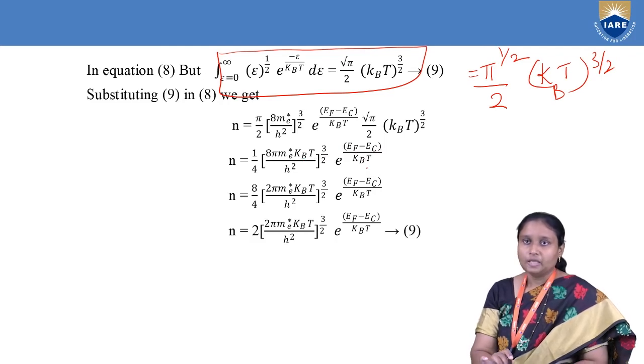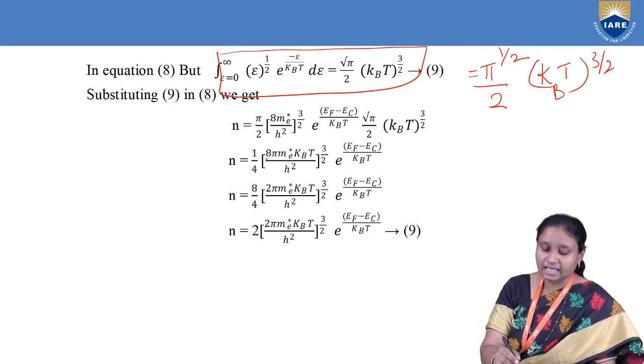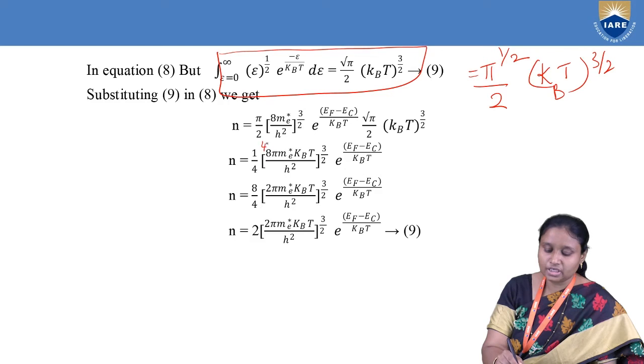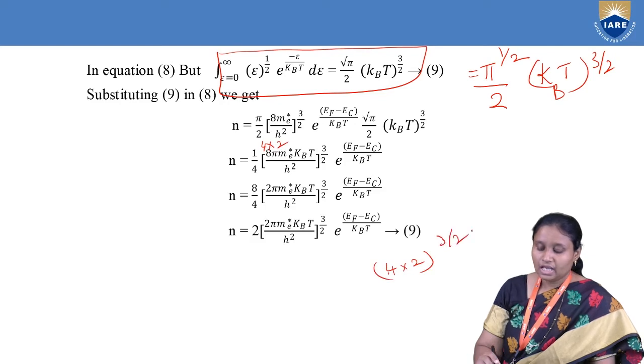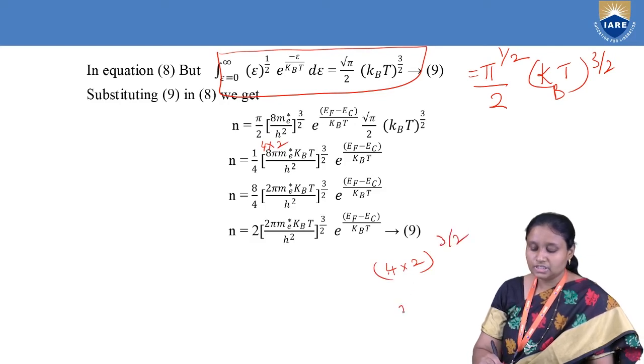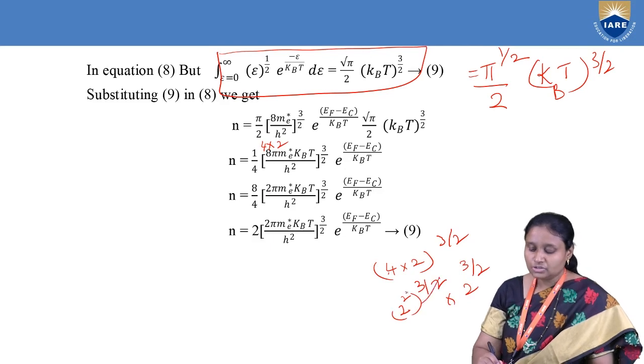Now I have 8, and this 8 can be written as 4 into 2. So 4 into 2 whole to the power of 3 by 2. I can write it as 4 is 2 square whole to the power of 3 by 2 into 2 to the power of 3 by 2. So here you'll be left with 2 to the power of 3 by 2, and this 2 cube will be 8. So 8 by 4 will be 2.